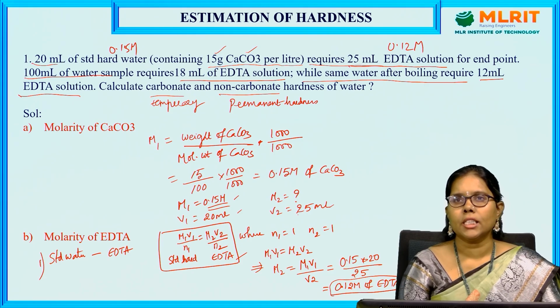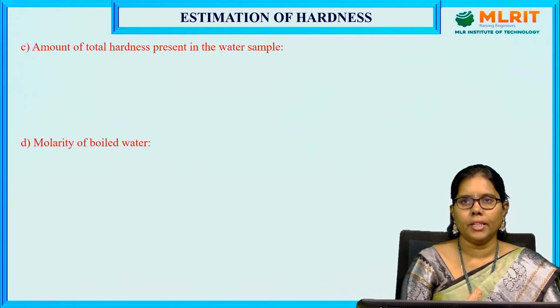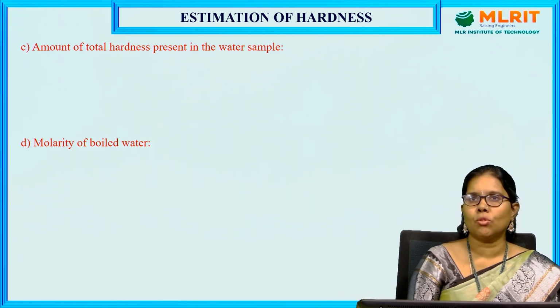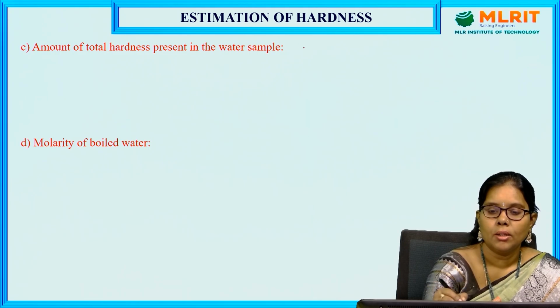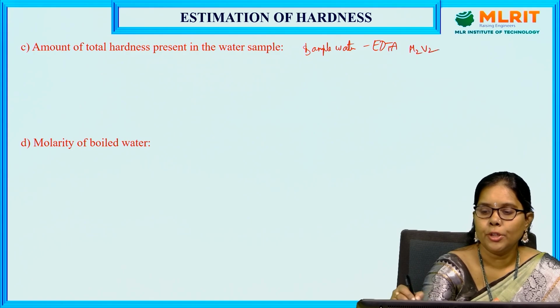Next, it is a reaction between the 100 ml sample water and EDTA, to find the amount of total hardness present in the water sample. For this we require the reaction between sample water and EDTA, which is M2V2 by n2 is equal to M3V3 by n3.